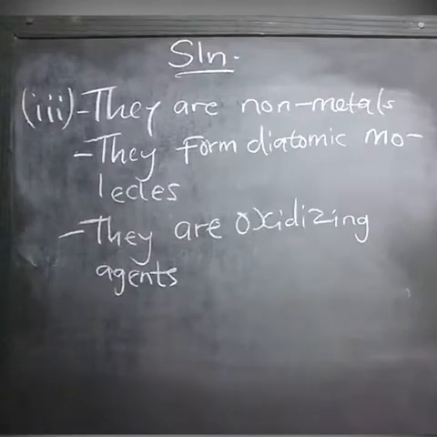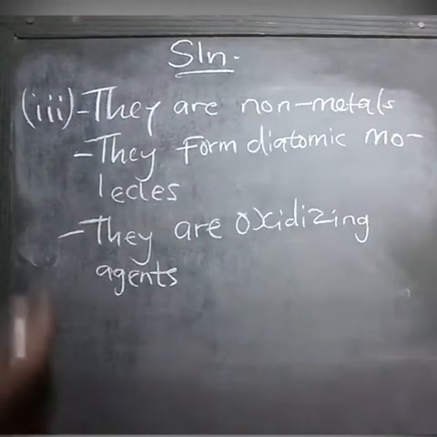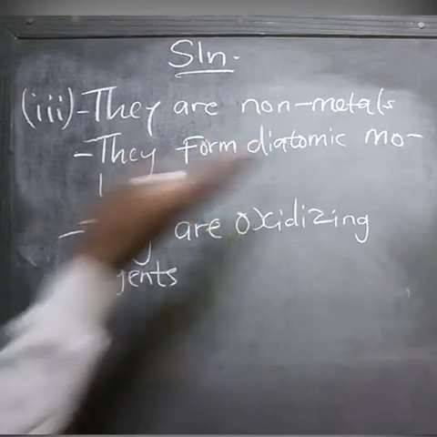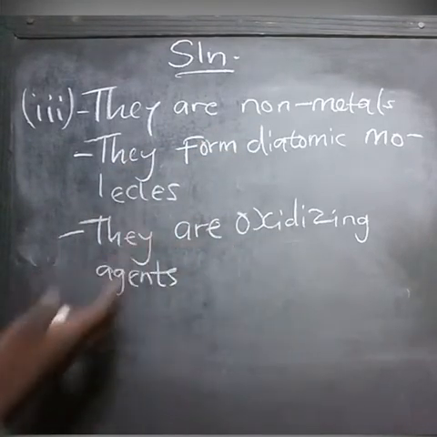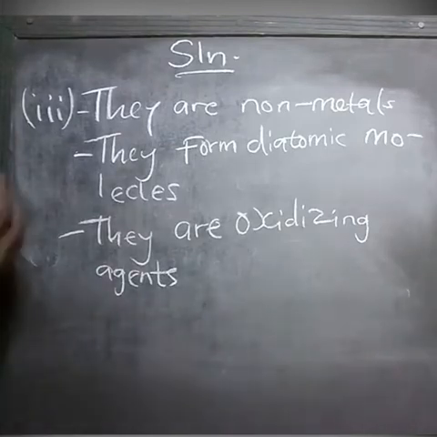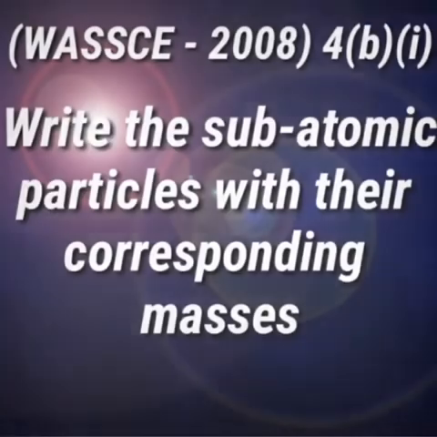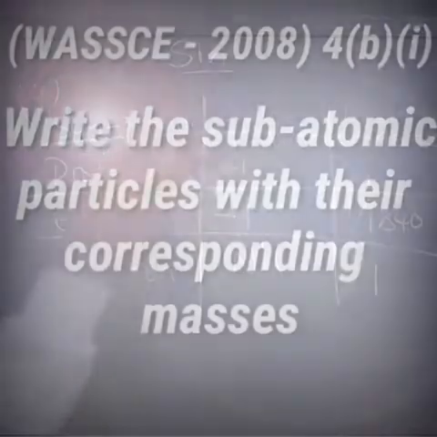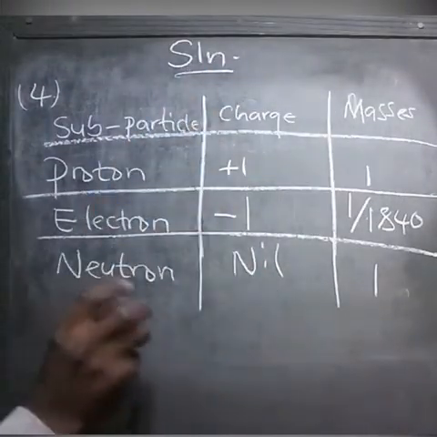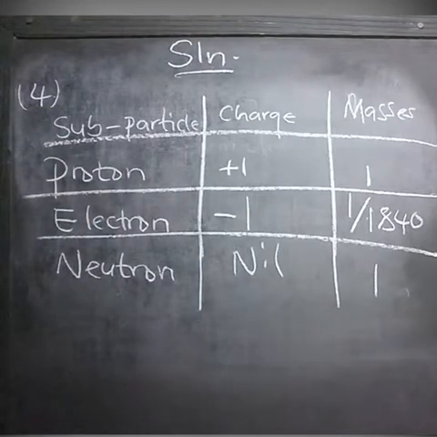From figure 3, these are non-metals, and these are some of the properties. They form diatomic molecules, and also they are oxidizing agents. Write the subatomic particles with their corresponding relative masses. Bring them together with their charges, because you may be asked somewhere.